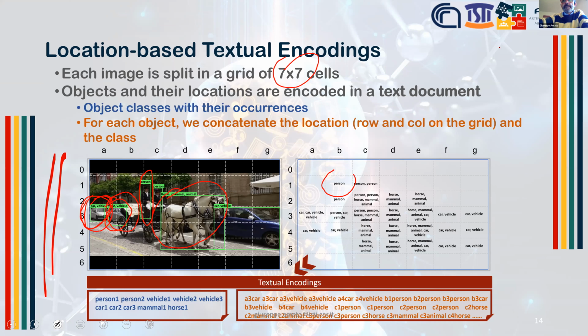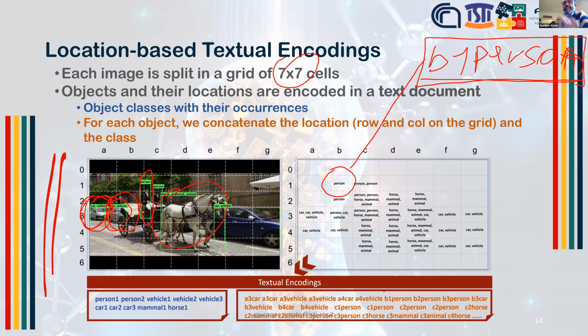So the annotation is person. We put in front of the word person the coordinate of where the person appears. So the coordinates of the cell where the person appears. So we have B1. So the word that is inserted inside Lucene will be B1 person, like in this case here. Here you see B1 person. So the same for all the remaining cells of the image. So the text document describing this keyframe is something like this one.